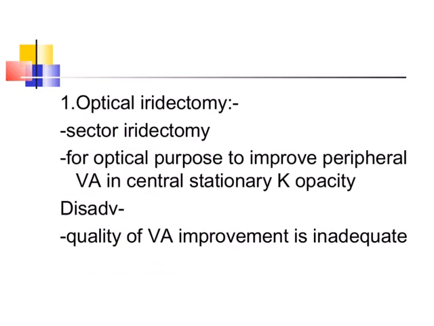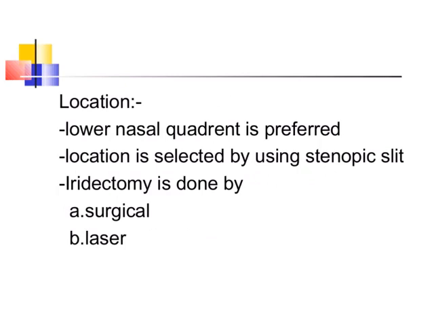Optical iridectomy is a sector iridectomy, done for optical purpose to improve peripheral visual acuity in central corneal opacity. The disadvantage of this procedure is that the quality of visual acuity improvement is inadequate. The preferred location for this peripheral iridectomy is the lower nasal quadrant. It is selected by using a stenopaic slit. Iridectomy is done surgically or by laser.